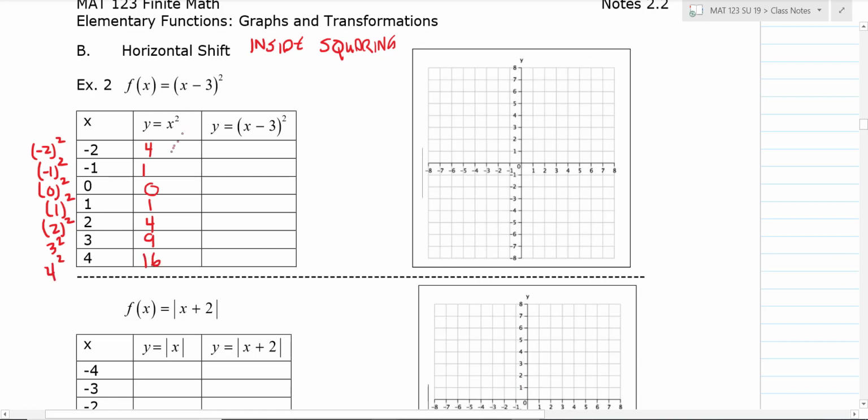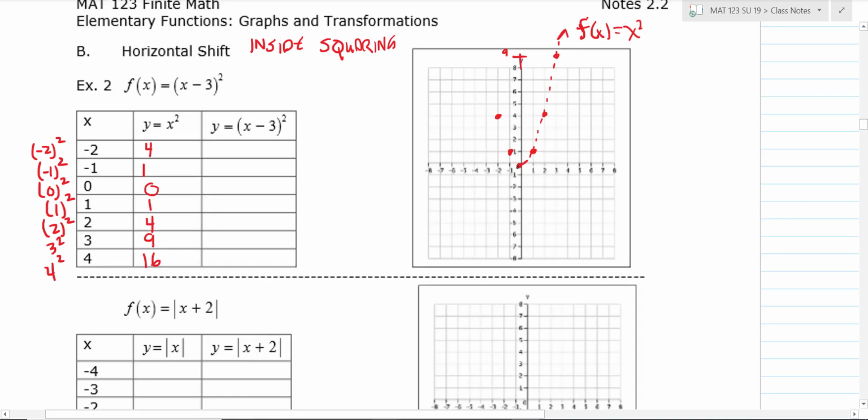So we're going to go ahead and plot these points to begin with. So we have negative 2, 4, negative 1, 1, 0, 0, 1, 1, 2, 4, and then we'll go ahead and go to the point 3, 9, just kind of move up one additional notch like that, and that's good enough. And then just go ahead and sketch that in, labeling that as f of x equals x to the second. So that's an elementary squaring function is what we call that.